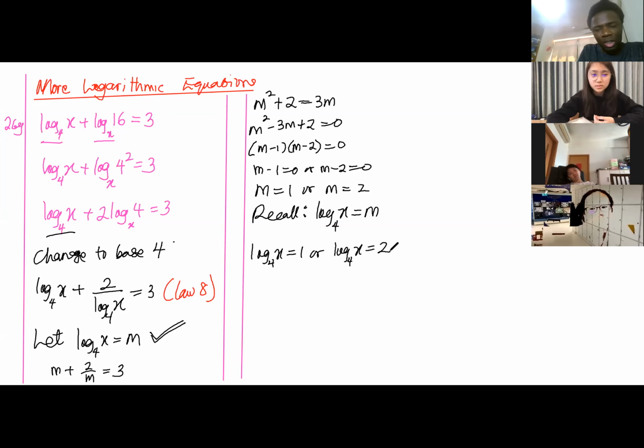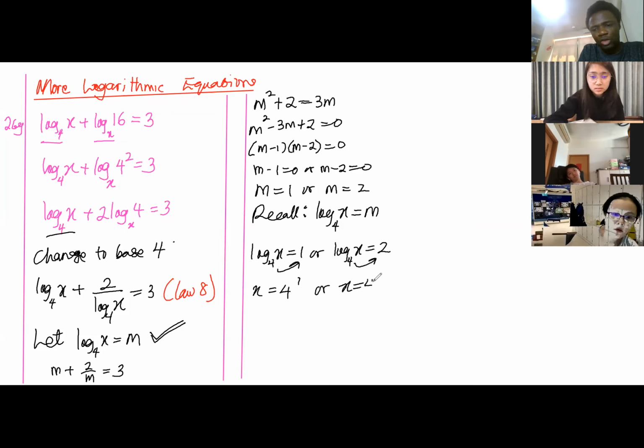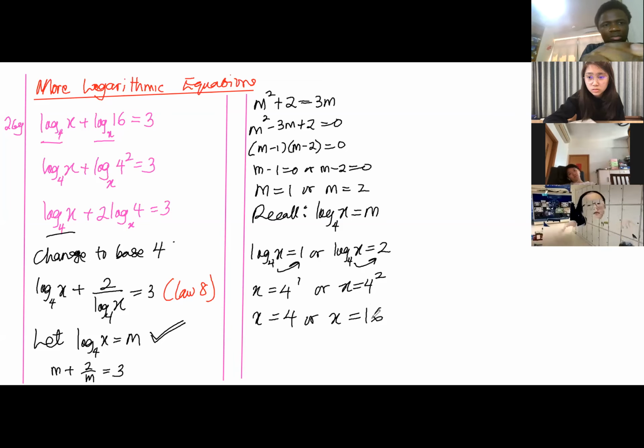No. So you can apply the law 6 now. From here, x is equal to 4 to the power 1. From here, x is equal to 4 to the power 2. We are not fabricating anything. Whatever you do must be logical, must be sensible, must be in accordance with the laws that we have learned, not what you think. So from here, x is equal to 4 or x is equal to 16.